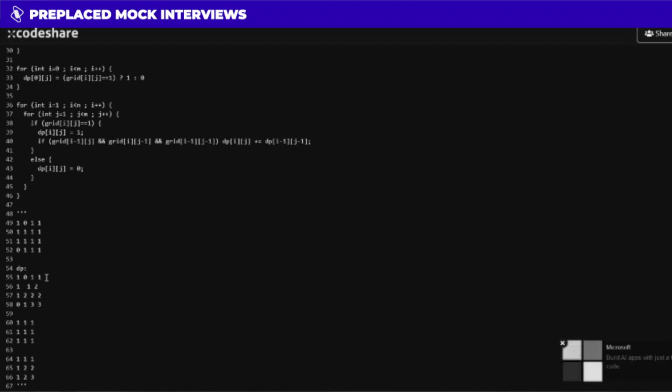So what should be the value here? I have one already, because by itself it can form a square of length 1. Can it form a square of length 2? It cannot, because the minimum of all the neighbor values is 0, right? So it cannot go from 0 to 2. It could go from 1 to 2, but it cannot go from 0 to 2. So it should be 1. That is the reason we look out for the minimum, because we can only contribute to that.